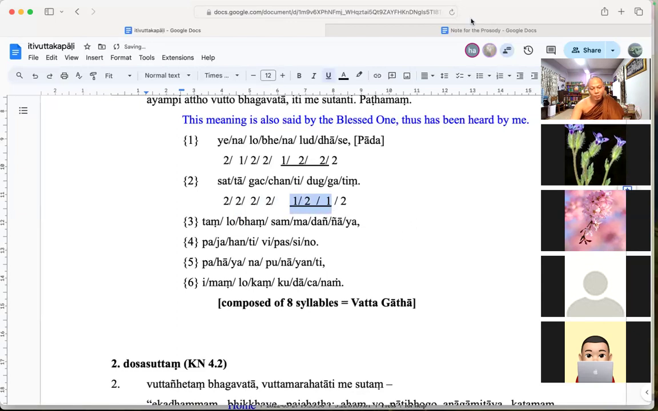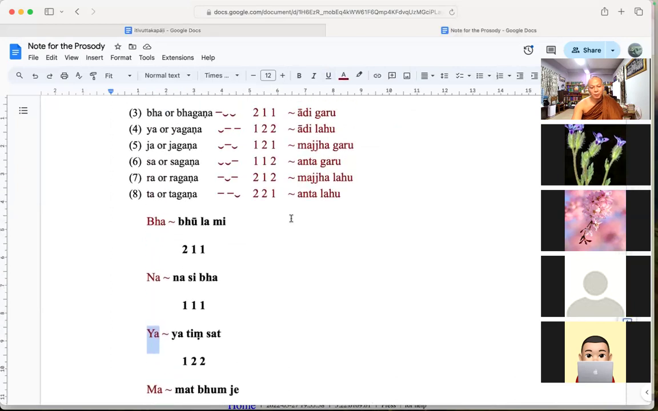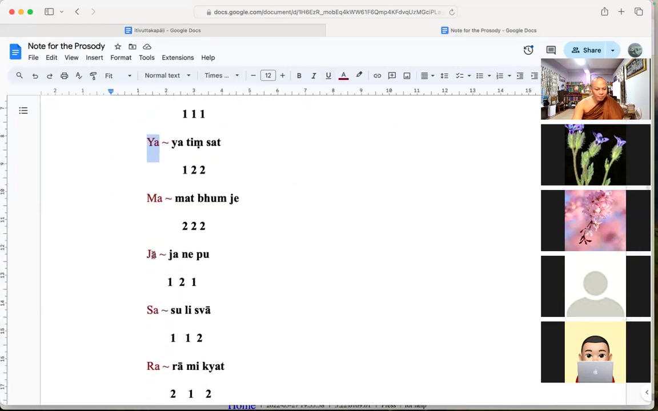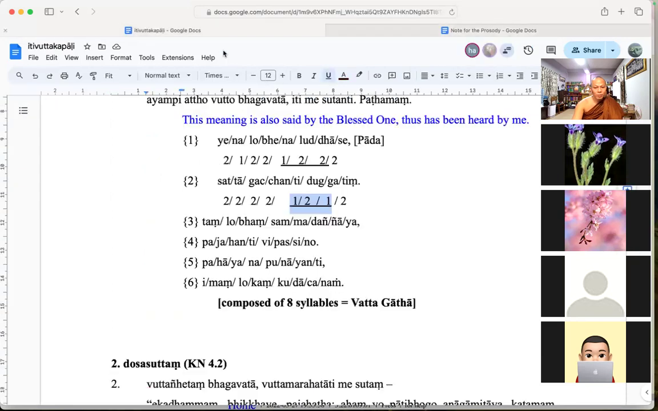So 1, 2, 1. So let's check which sign. 1, 2, 1 is here jagana. Okay. So this one is ya, this one is ja. Okay, this one is the Wisama Bada, or maybe we call it the odd line. Odd line. And this one is the even line. Okay. So odd line, there is jagana; even line, there is jagana.